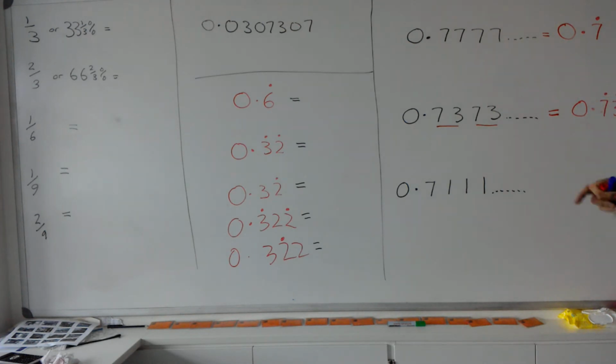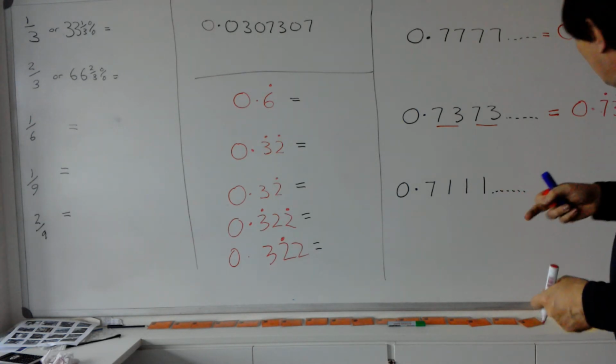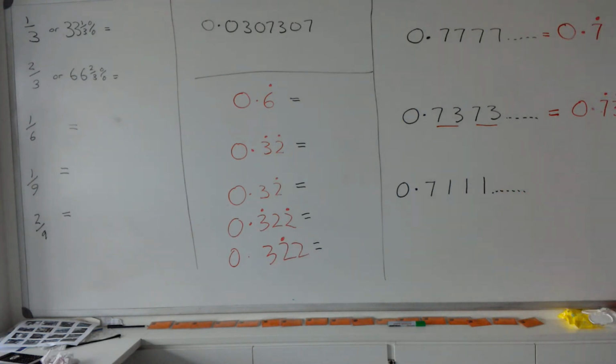Now, the first dot means where the repeated pattern or the recurring pattern starts, and the second dot indicates where it finishes. So it starts at 7, finishes at 3. Then it's going to start at 7, finish at 3, and so on.